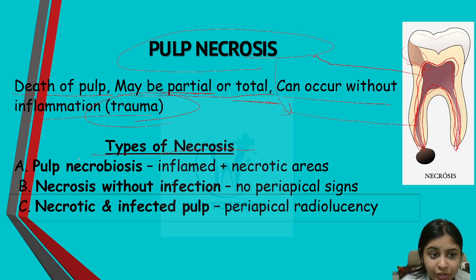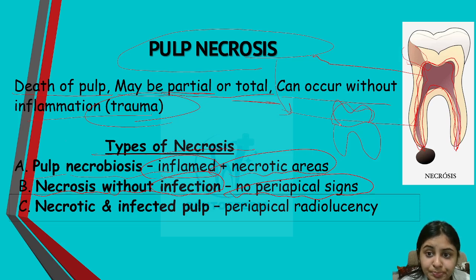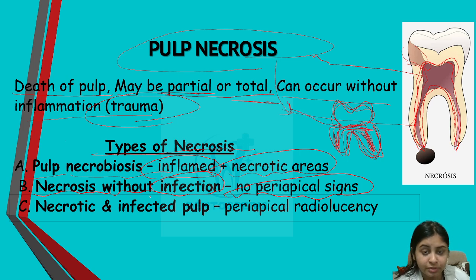So we'll see the types of necrosis. There is pulp necrobiosis, that means there is inflammation plus a necrotic area which is not able to respond to any vitality test. There might be necrosis without infection. In necrosis without infection, like in cases of trauma, there are no periapical changes. When we see a radiograph, the tooth is normal with no periapical radiolucency, but there is pulp necrosis. That means the tooth is unable to respond to any vitality test. The pulp has become necrosed.